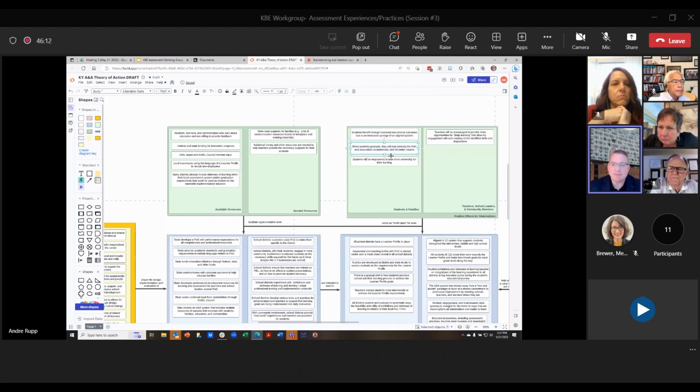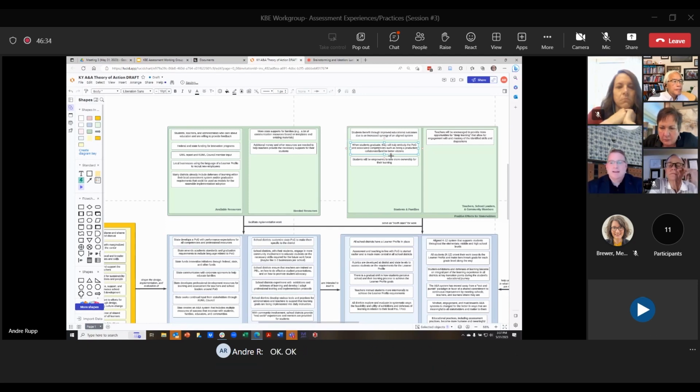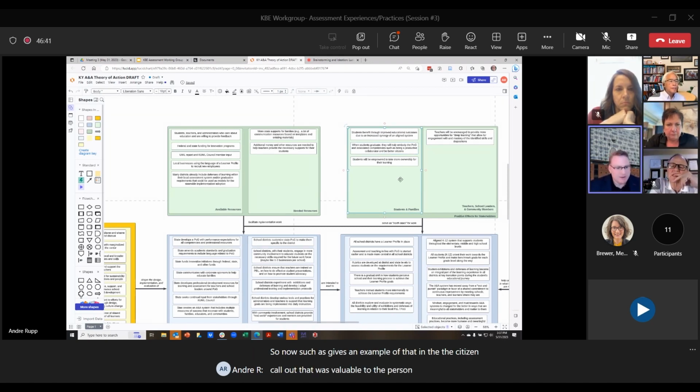So, if that is something that matters to, such as being, I forgot what the, see, I should have memorized this. Does anybody remember offhand what the language was around collaborator in the Kentucky profile? Productive. Yeah, okay. Right. So now such as gives an example of that, and the citizen call out that was valuable to the person who wrote this in the first place, right?